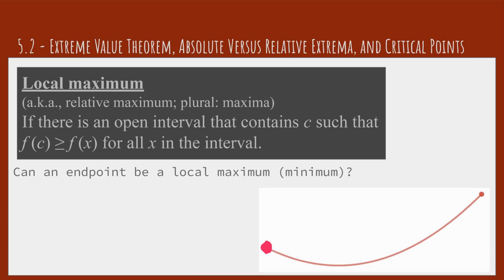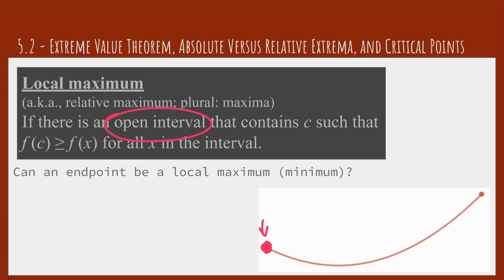So the definition that we have here says that C, and this is going to be our C value in this case, has to be on an open interval. Well, C cannot be on an open interval if it's an endpoint on a closed interval, because we can't have the left endpoint open to the left of this because there is nothing to the left of it.